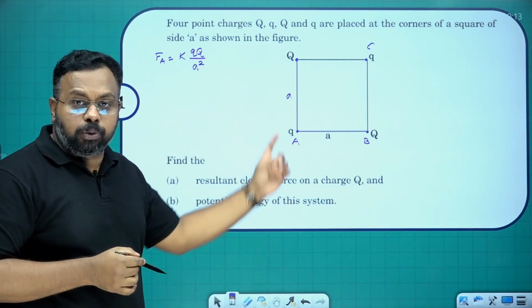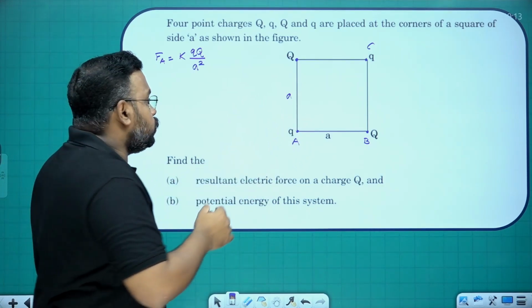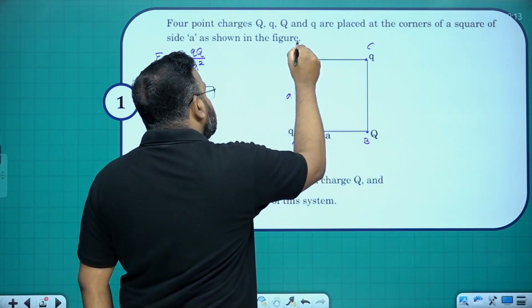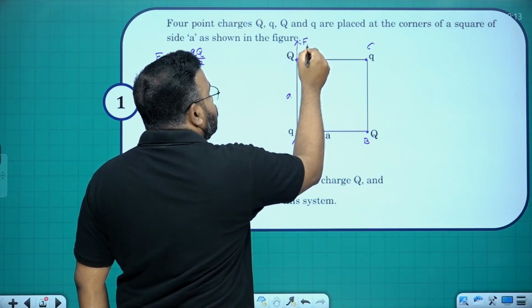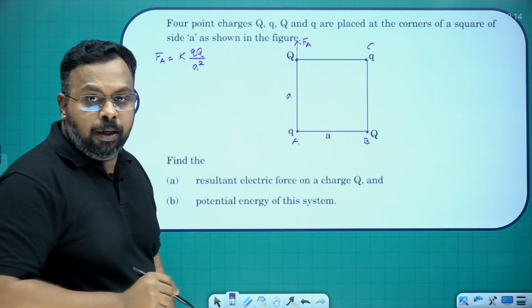And what will be the direction of that force? Here you can see all are positive charges, so the force will be repulsive. That means the force FA will be acting like this. This is the direction of FA.